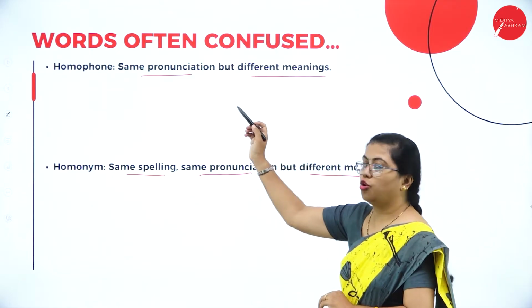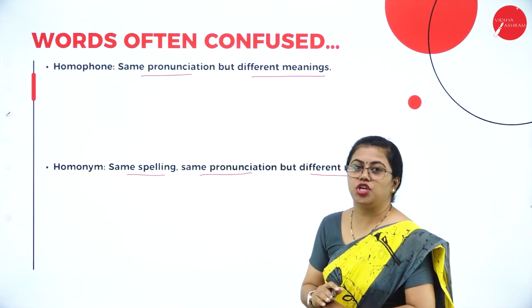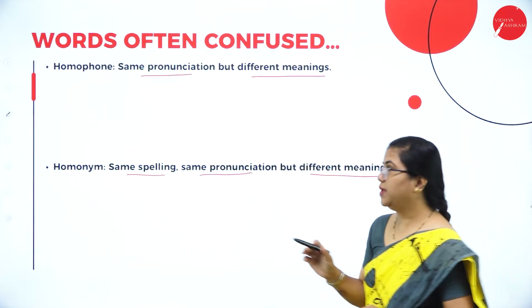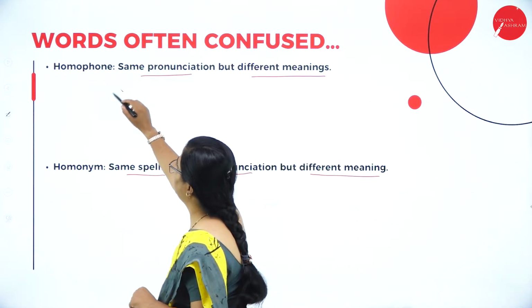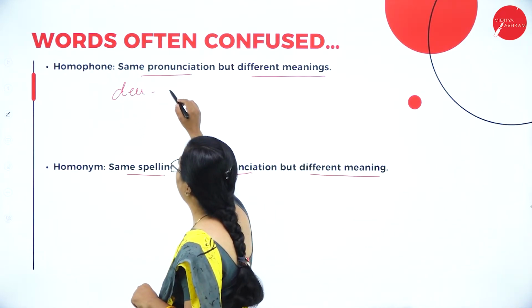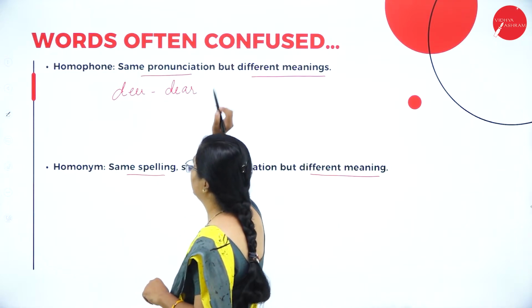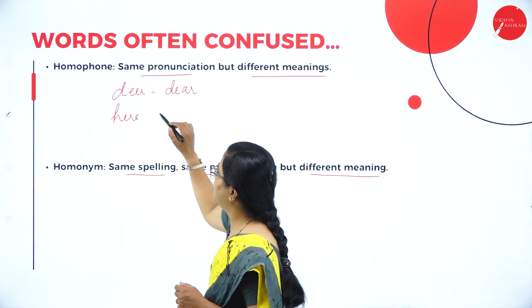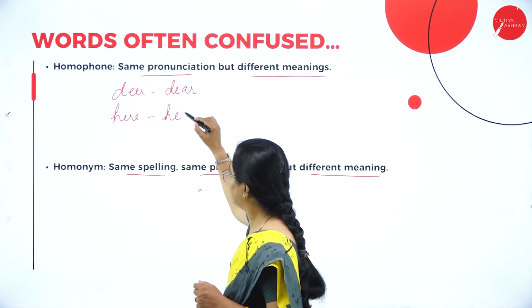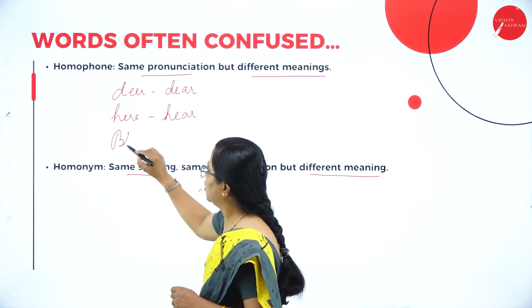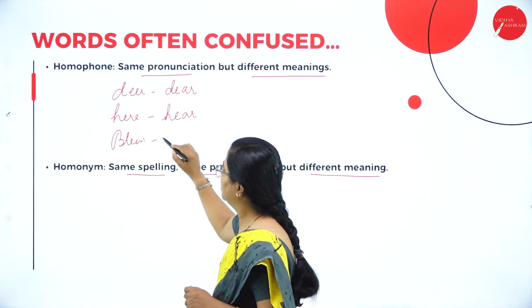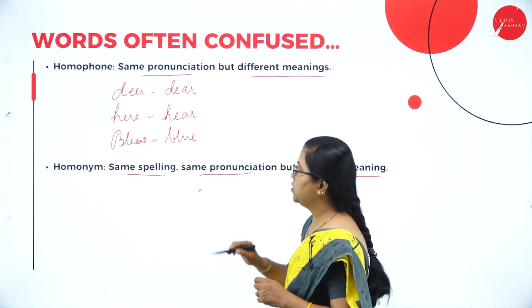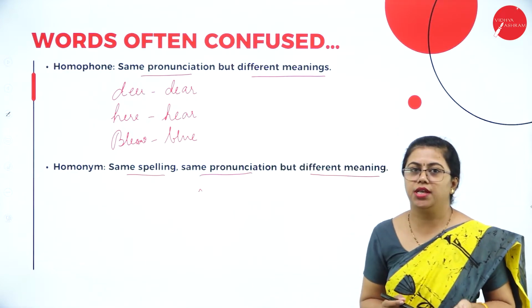So here, what is it? A homophone has only the same pronunciation, but it will have different spellings. Fine, it will have different spellings. For example, you can see here, dear and deer. You also saw in the previous example, blue, and blew. So this way you can see their pronunciation is the same.